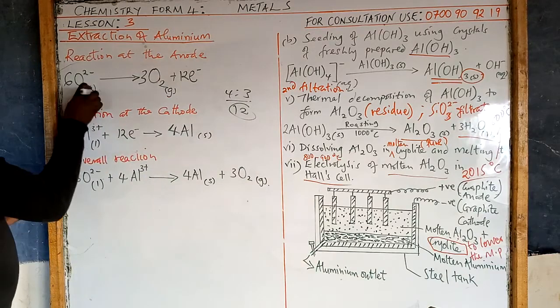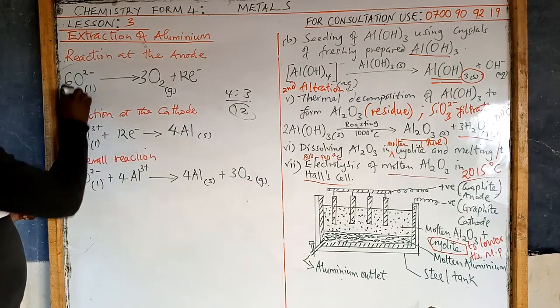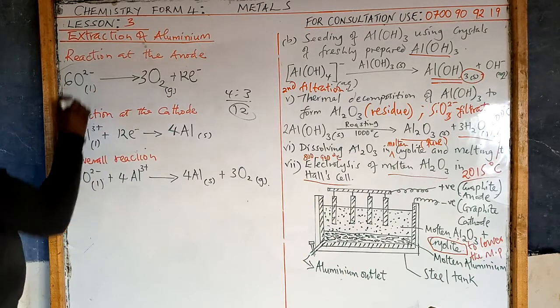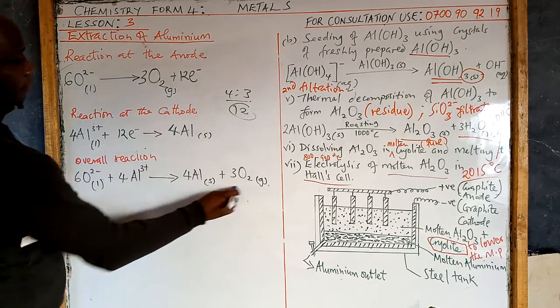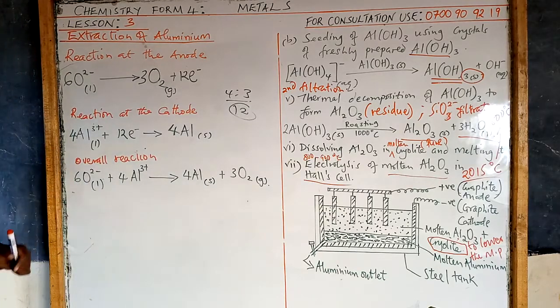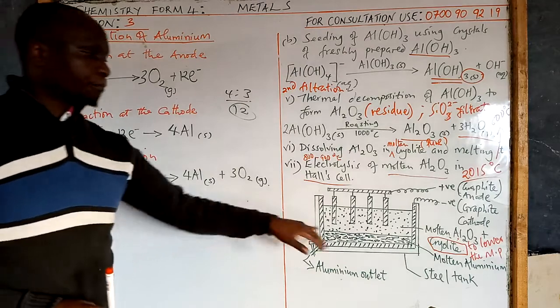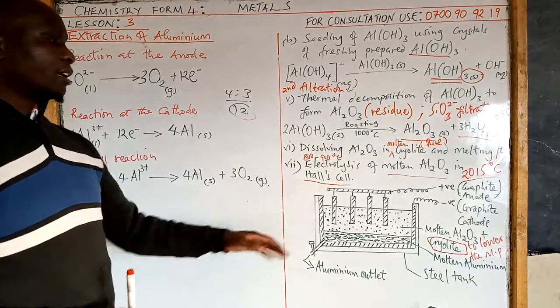Then you add. This is the reactant, this is the reactant. So you have it like that. Reactant. Then this is the product, this is the product. So you have the 2 products. So this becomes the overall equation for the electrolysis process that is taking place here.